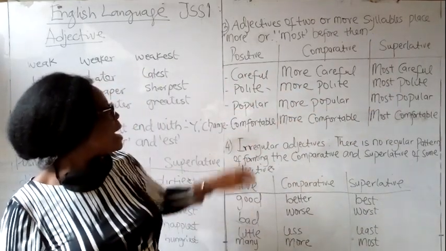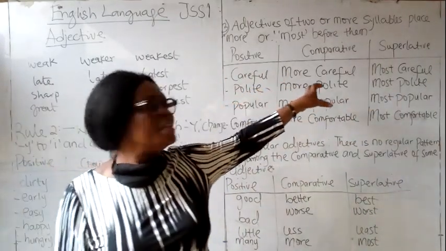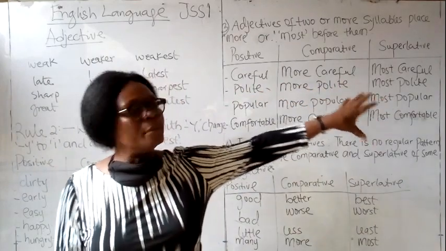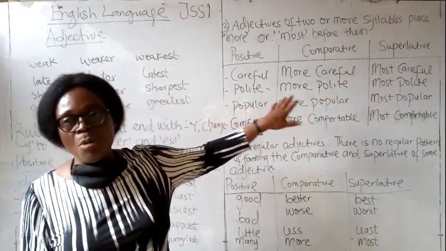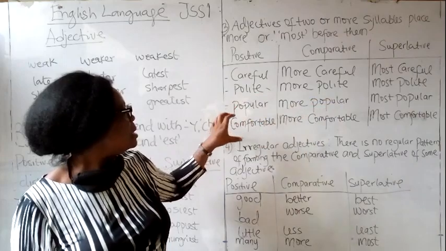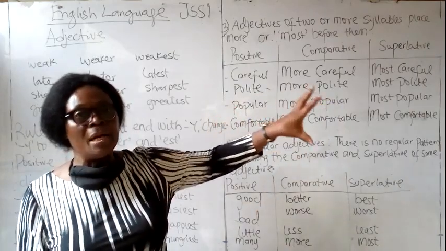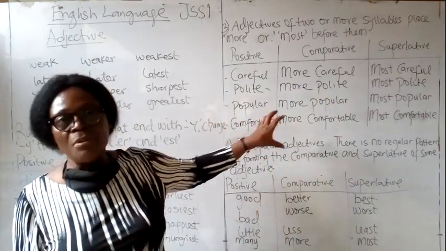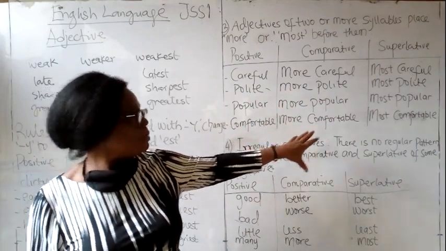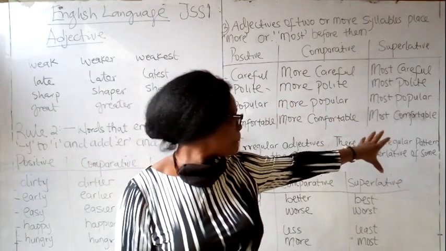And examples are careful, more careful, most careful. Polite, more polite, most polite. Popular, more popular, most popular. Comfortable, more comfortable, most comfortable.